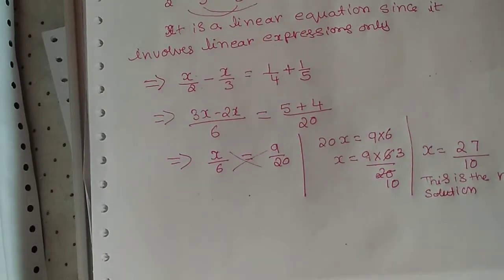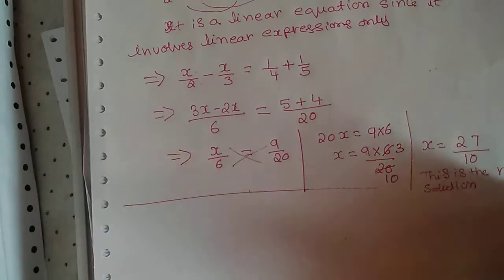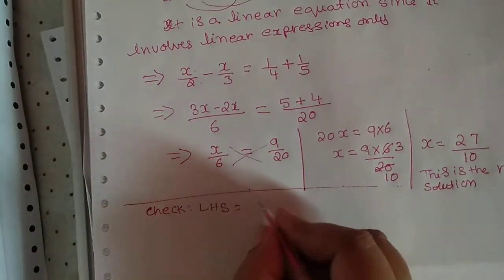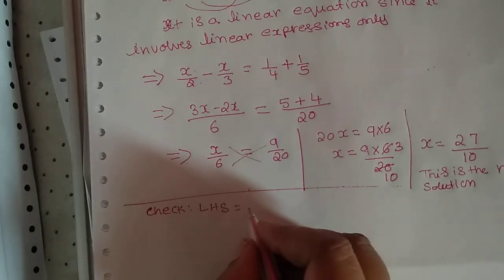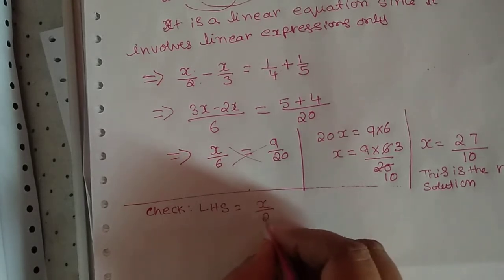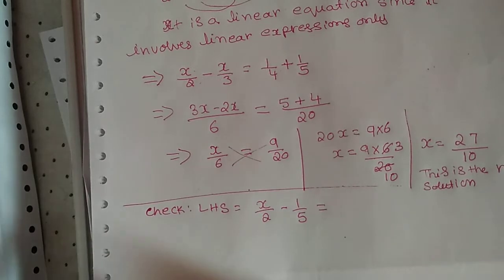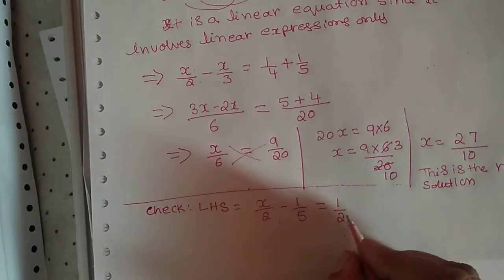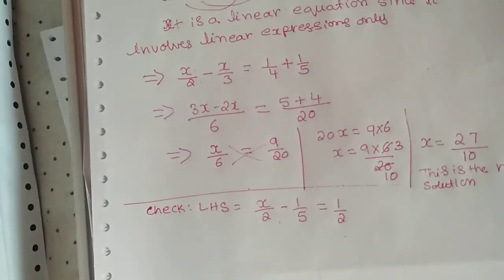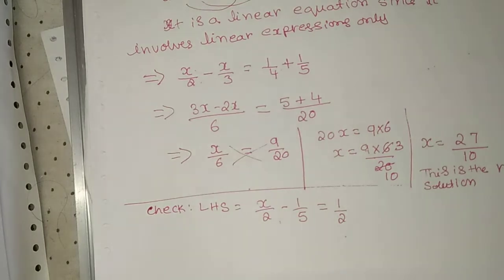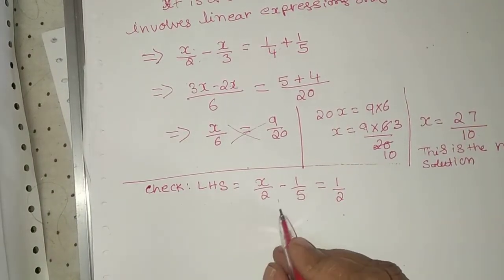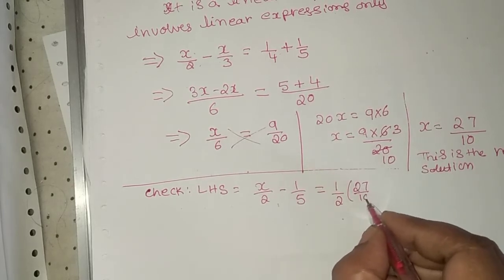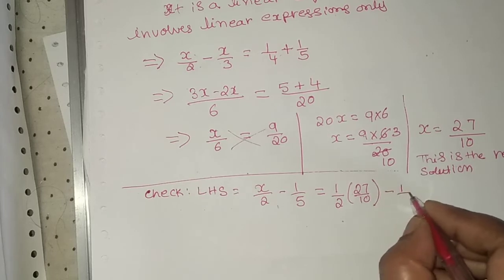So next we move on to check. This finished my problem. We have to cross check now. Now we'll take LHS. What is LHS? In the problem, LHS is given as x by 2 minus 1 by 5. Now substitute x. First we write 1 by 2 as it is. In the place of x, just substitute 27 by 10. Now the remaining thing is minus 1 by 5.